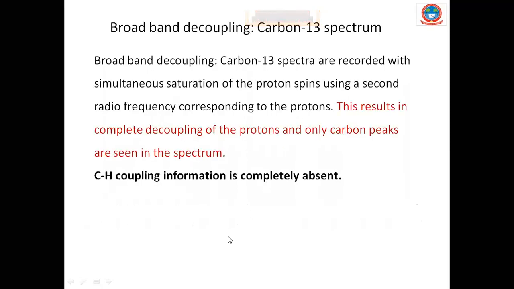see here about the broadband decoupling spectrum. In broadband, every coupling is neutralized, whether it is for directly attached protons or long range coupling. This results in complete decoupling of the protons, and only carbon peaks are seen in the spectrum. So what is the benefit? The spectrum becomes simple. And what is the loss in such a spectrum? The information about how many protons are coupled with the carbon is lost.